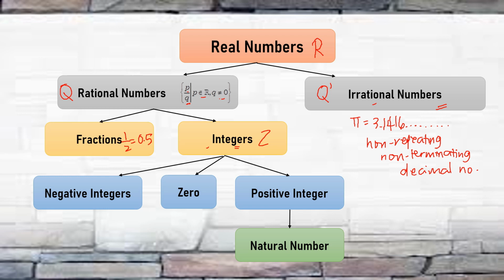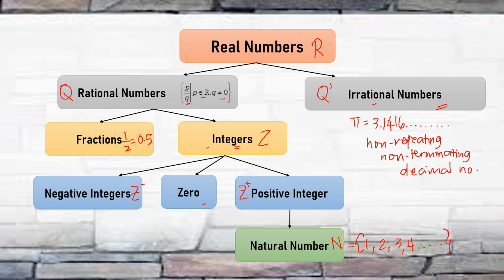And we have three parts of the integers. We have the negative integers. We can represent it as Z negative. Of course, 0, and then the Z positive or positive integers. And then, of course, those positive integers are also natural numbers, which is represented as capital letter N. So, yun yung mga magsisimula tayo sa 1, 2, 3, 4, 5, and so on.